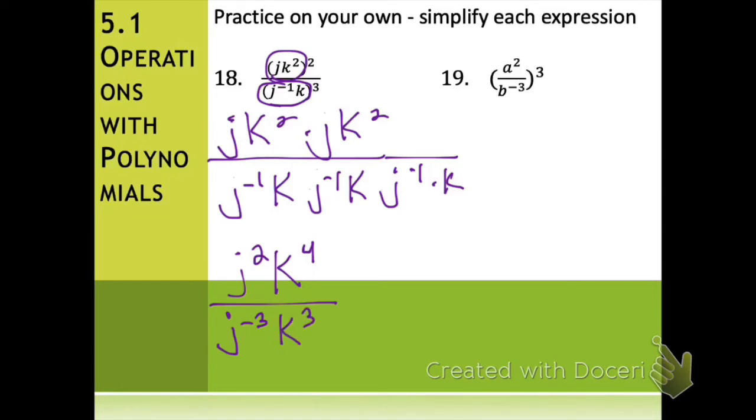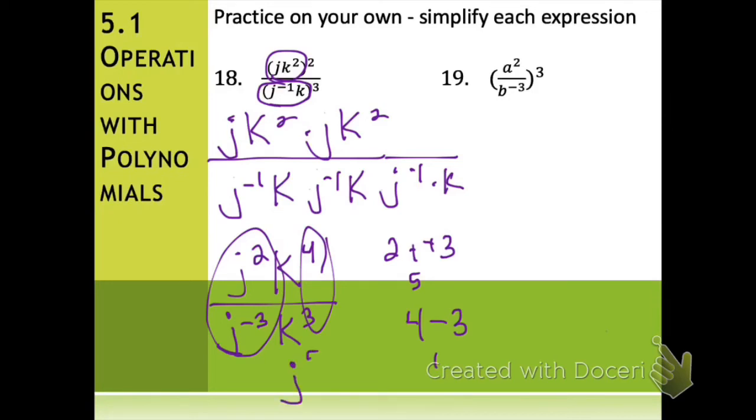Okay, now I can subtract kind of separately. So I'm going to do 2 minus negative 3 for this one. That's going to be plus, that's going to be 5. Okay, that worked out nice. And 4 minus 3 for that one, that's going to be 1. So my final answer is going to be j to the 5th power times just k. Done. That worked out nice.